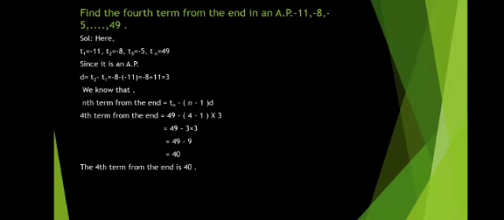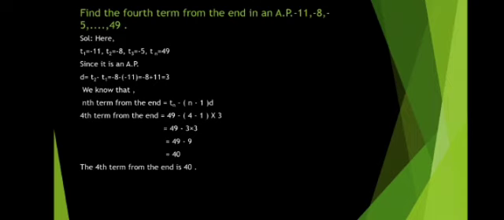So what do we know here? T1 is minus 11, T2 is minus 8, T3 is minus 5, and the last term, that is Tn, is 49. We know it is an AP. So the formula for d is what? T2 minus T1, that is minus 8 minus bracket minus 11. So minus minus will become plus. So what will come? Minus 8 plus 11, that is equal to 3.